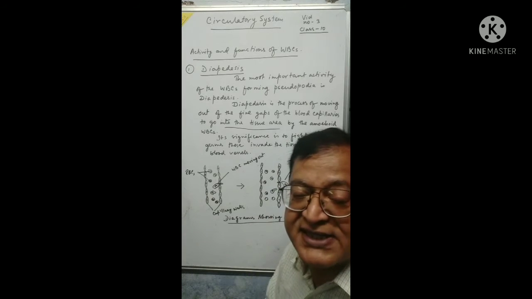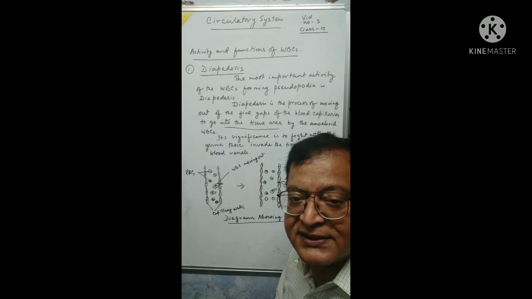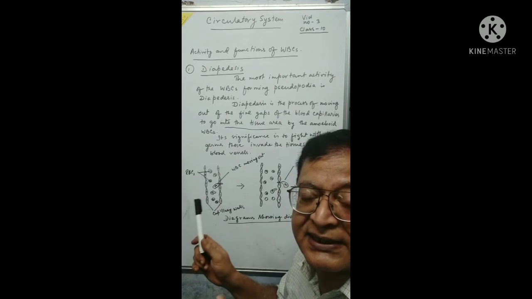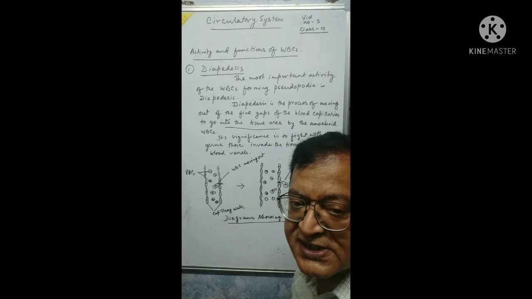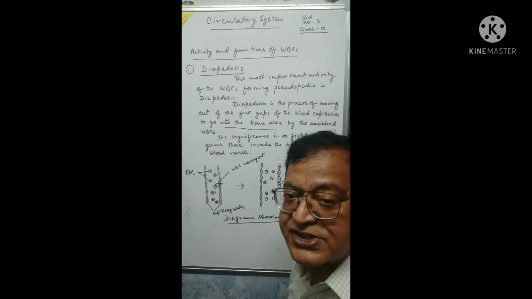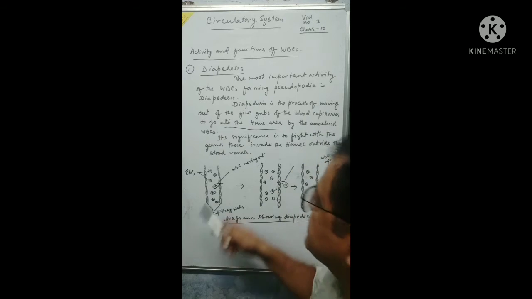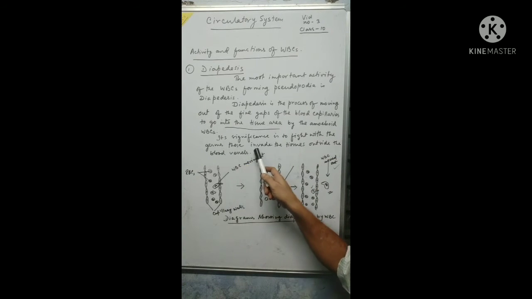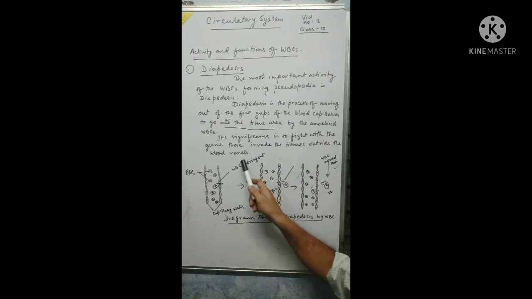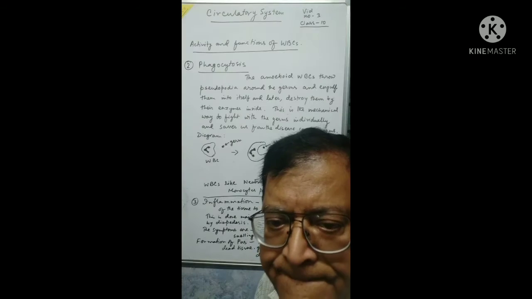Its significance, as I already told, is that if germs attack the tissue outside the blood vessels, the WBCs come out of the blood vessels to fight those germs. Its significance is to fight the germs that invade the tissues outside the blood vessels.